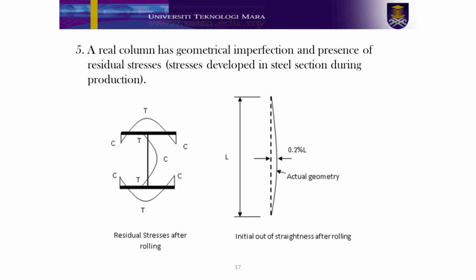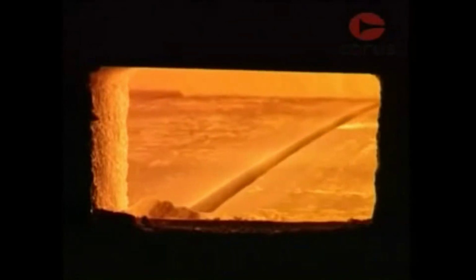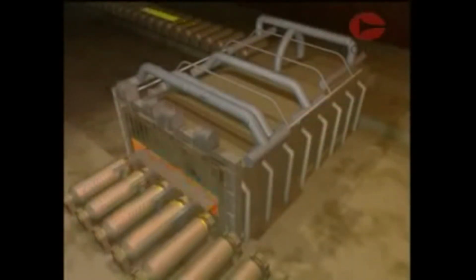However, a real column has geometrical imperfection and presence of residual stresses. Residual stress is the stresses developed in steel section during production, whereby geometrical imperfection usually causes the column to have initial out of straightness after rolling. Residual stresses in structural members can play an important role in buckling. Residual stresses result from all types of manufacturing and fabrication processes used in practice, for instance, the hot rolling process.